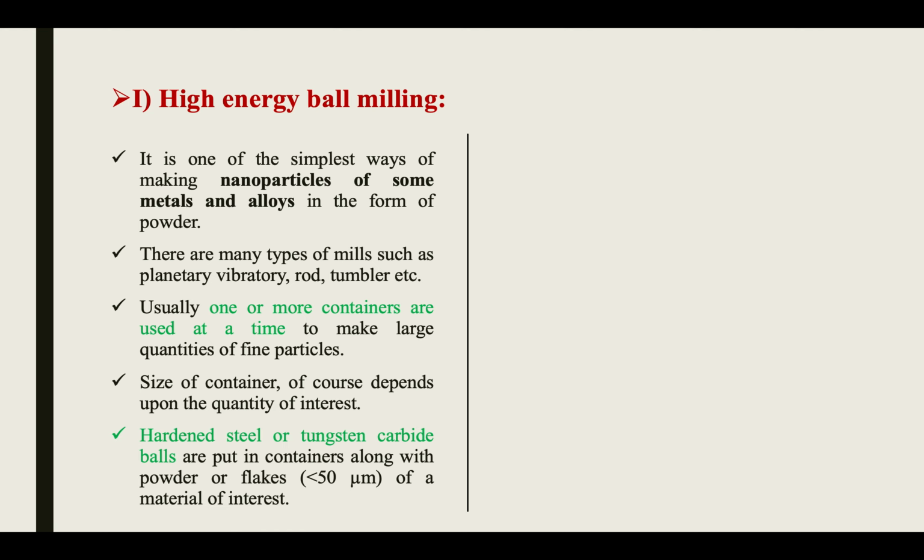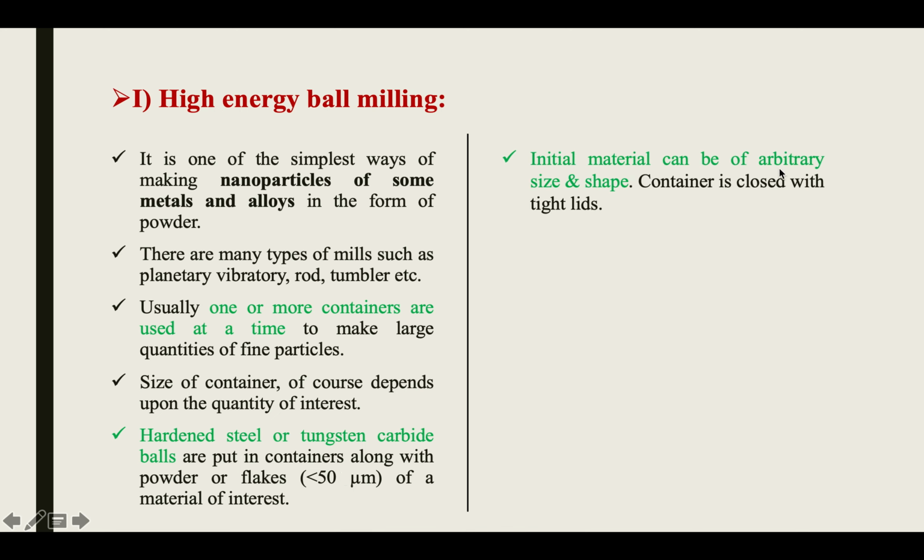Fifth point is the hardened steel or tungsten carbide balls are put in containers along with powder or flakes that can be less than 50 micrometer of a material of interest. So hardened steel or tungsten carbide, these two types of material can be used to synthesize nanomaterials. This is generally balls. It has very high tensile strength and can crush any kind of material and make it into powder or flakes form. So whatever size you are putting into the ball milling has to be less than 50 micrometer. That is the one condition.